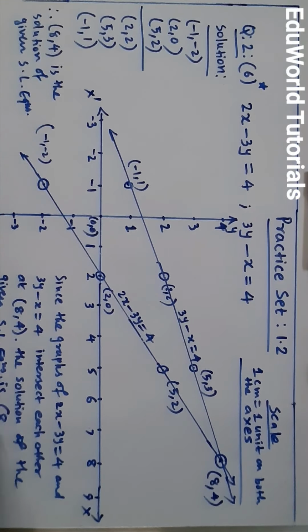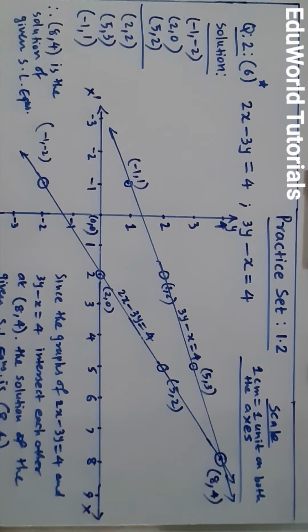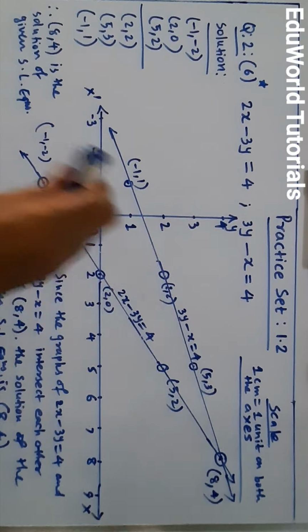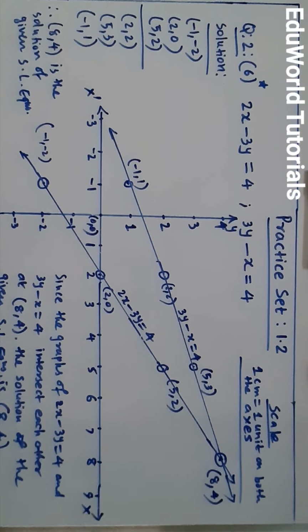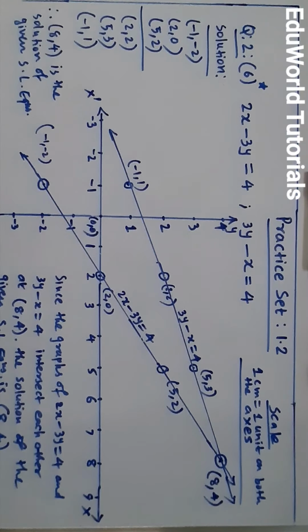Now we shall move to the next sum. Students, practice set 1.3, which is based on Cramer's rule or the determinant method, has all easy sums, so I am not solving any sum of practice set 1.3. But some students have asked me that they have difficulty in solving the fourth question of practice set 1.4. So today we are doing the fourth question, main question 1, of practice set 1.4.